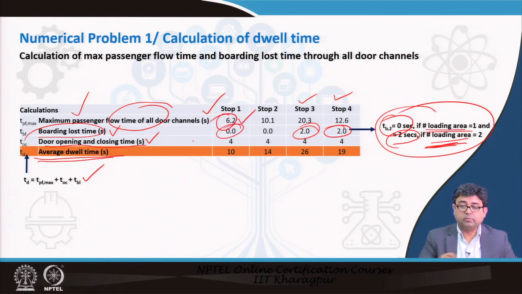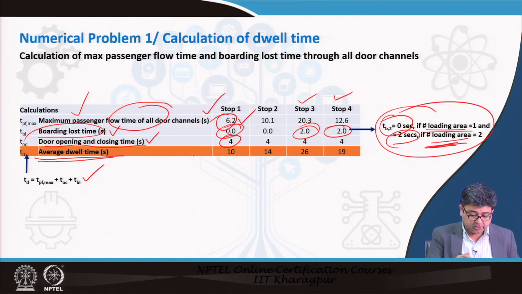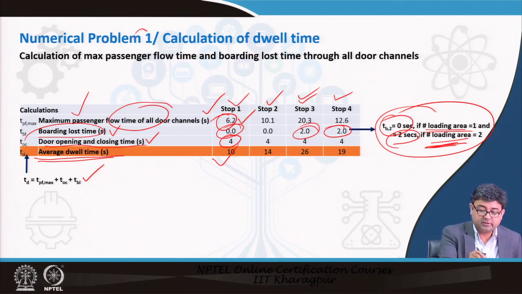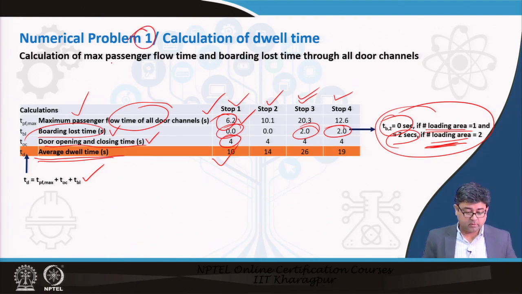This gives you the boarding loss time in case there are multiple loading areas, and this gives you the door opening and closing time. So, that will give you the average dwell time for each of the stops, right. So, that solves our first problem.